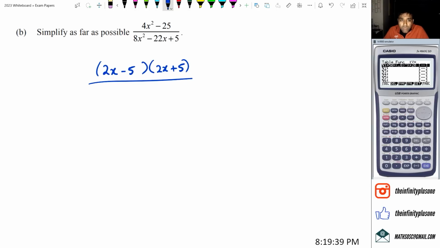Now, for the bottom one, 8x squared minus 22x plus 5, that's the one that I always say you guys kind of need to do on your own. People have different styles of doing this. Some people use the quadratic formula. Some people just guess and check. Whichever method works for you, stick with it. So what I'm going to do with 8x squared minus 22x plus 5: the first step is I multiply 8 and 5 to get 40.